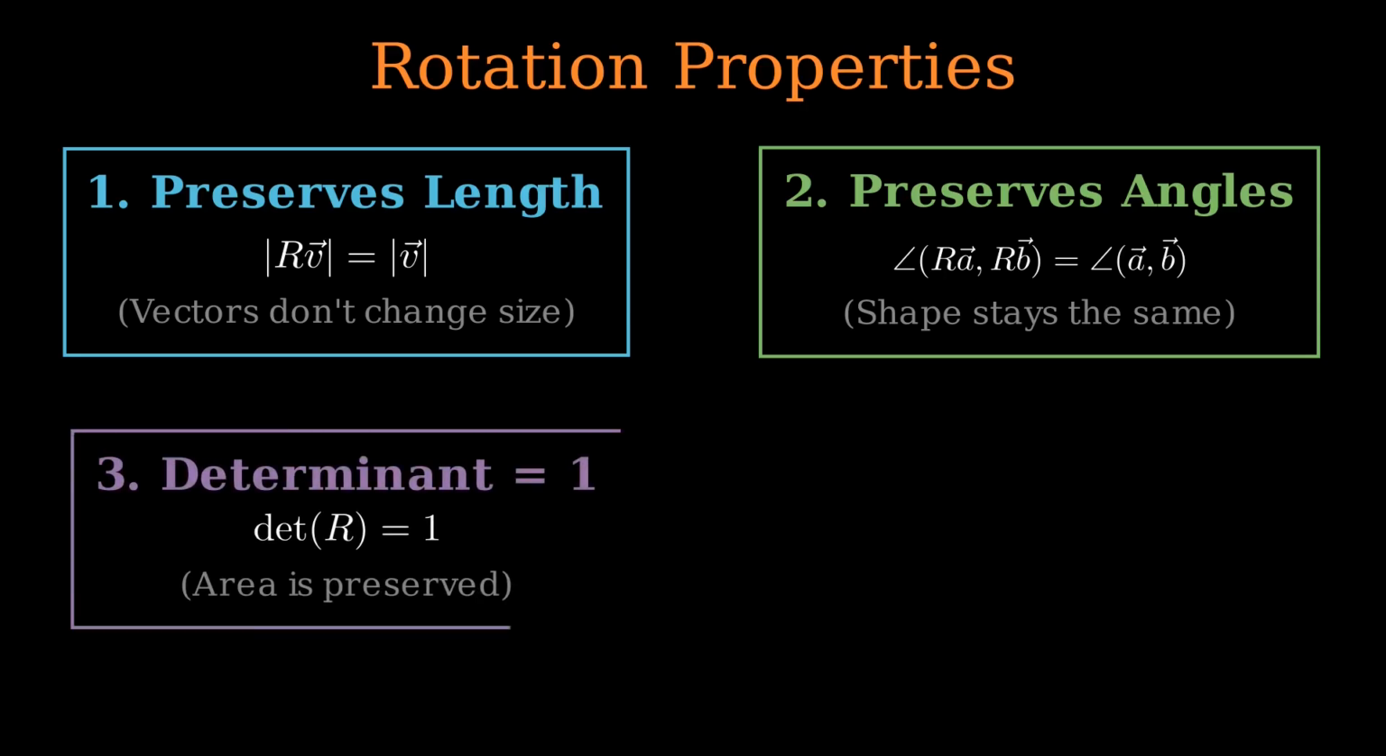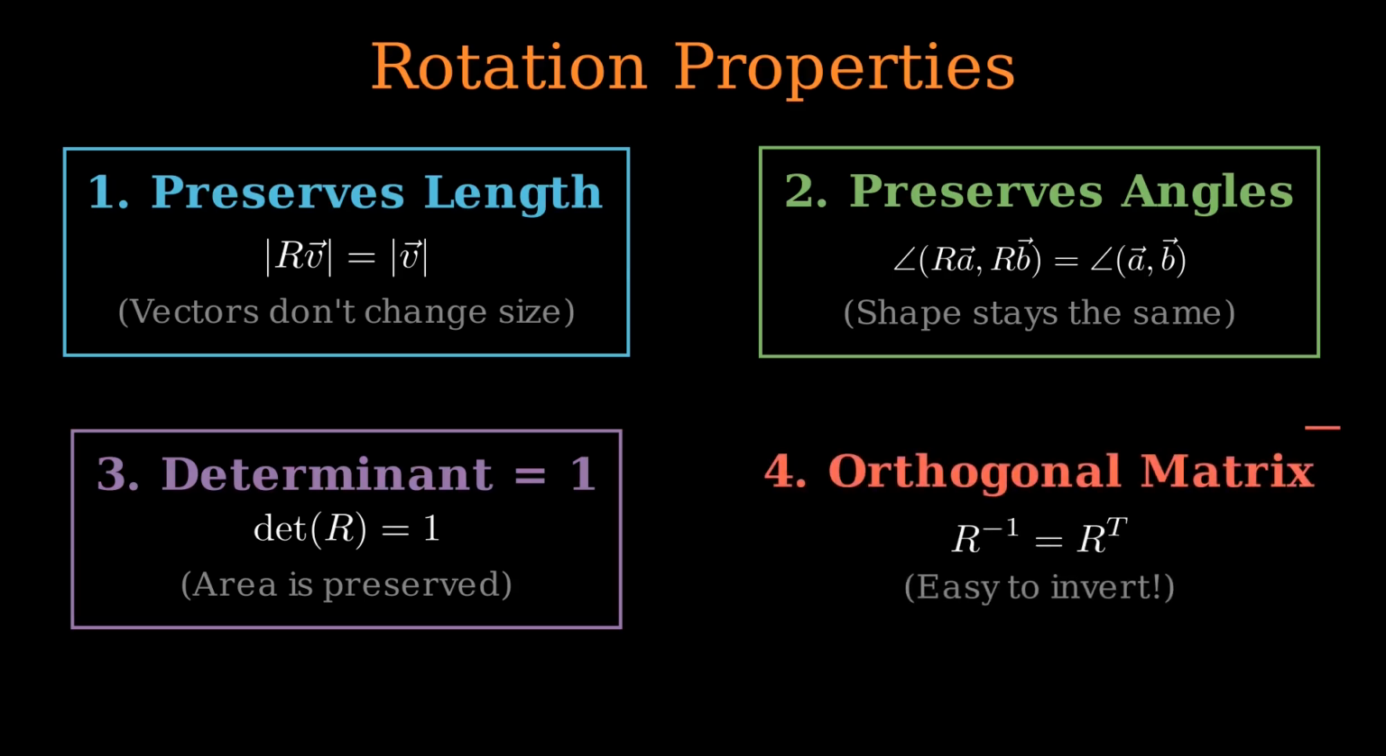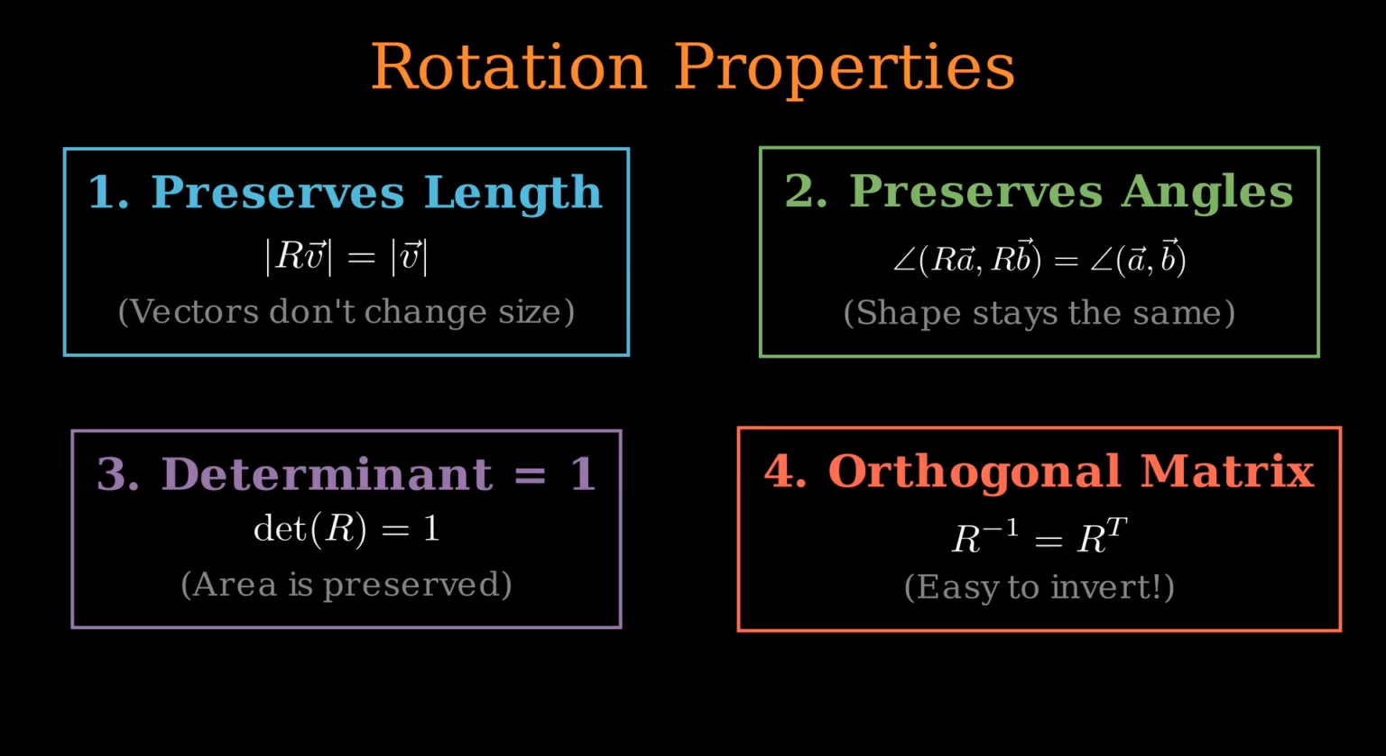Property 3. The determinant is always 1. This means area is preserved during rotation. Property 4. Rotation matrices are orthogonal. Their inverse equals their transpose.